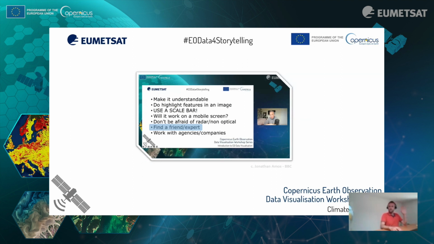That was one of the first sessions. Jonathan Amos, journalist from BBC, had the summary slide like this: how to communicate your data. And I'm very much in agreement with Jonathan. And I'm highlighting here: find a friend or expert. It's becoming more useful and more fun to analyze the satellite data and enjoy the beauty of it.